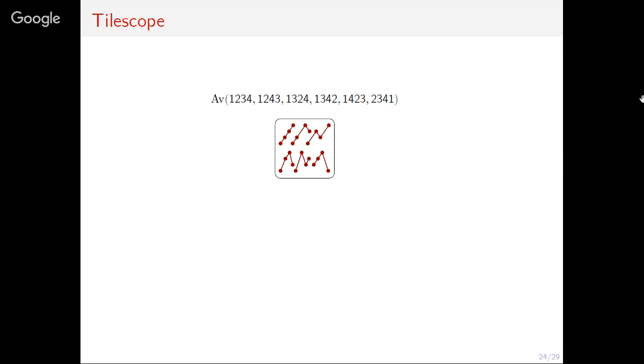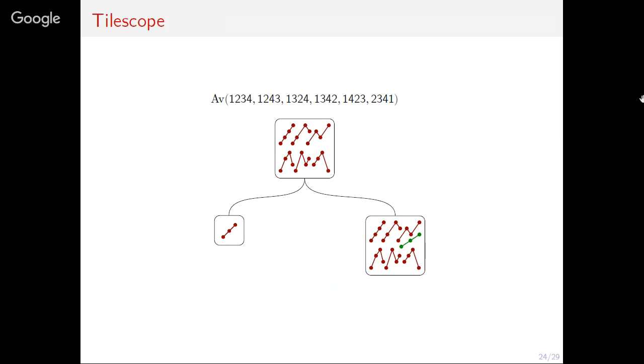So if we count the number of gridded permutations on this tiling, we are essentially counting the number of permutations in this class. Let's think about this class a bit. Each permutation in this class either avoids 1, 2, 3, or it contains 1, 2, 3.